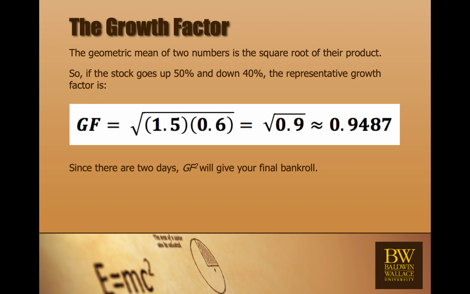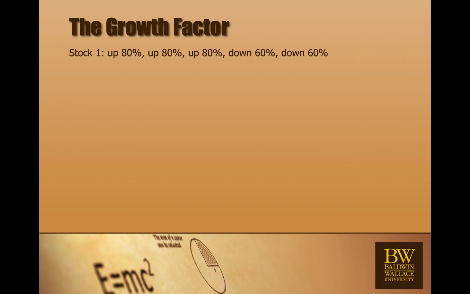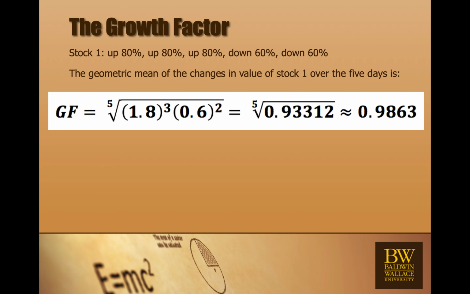After 3 days, you cube it. Now, the second example we considered, with the 1 week of stock value. Stock 1 goes up 80%, up 80%, up 80%, down 60%, down 60%. If we get the geometric mean of those 5 changes, we have 3 1.8s and 2 0.6s. We take the fifth root of that, and we get the fifth root of 0.93312, which is the final bankroll.